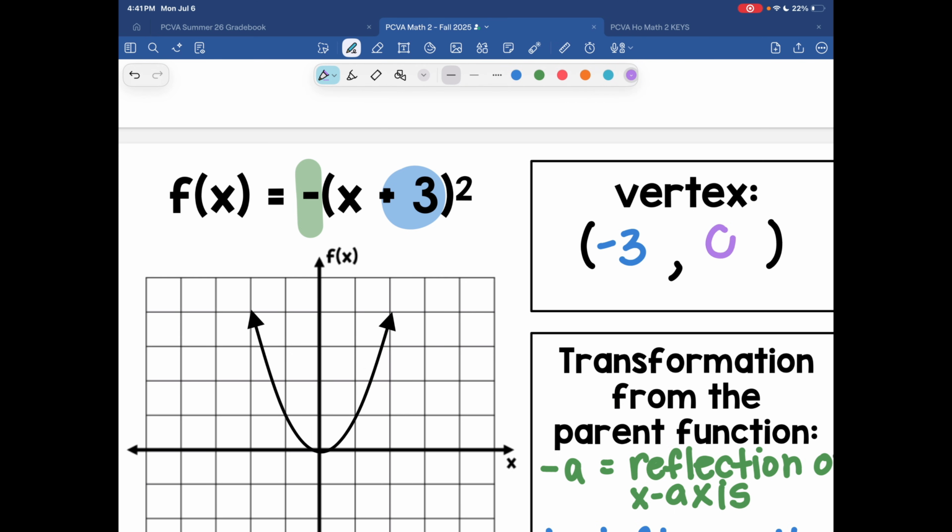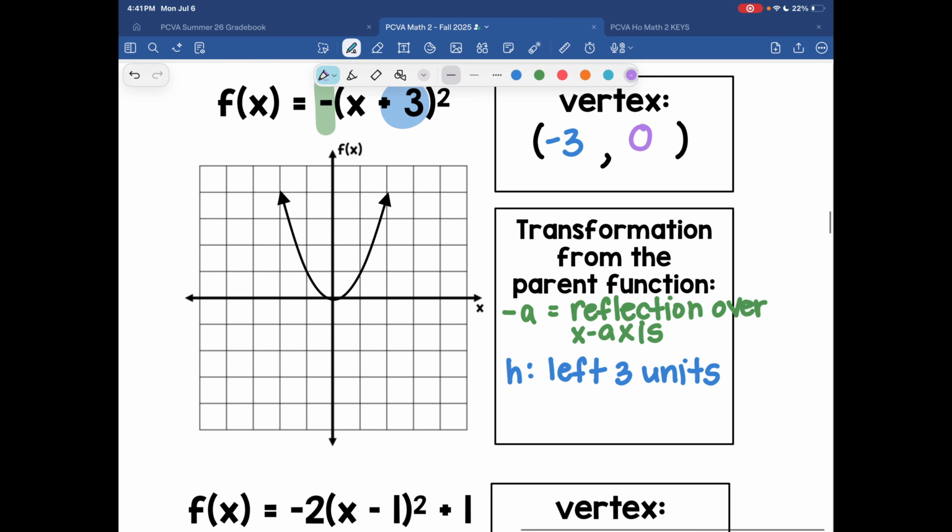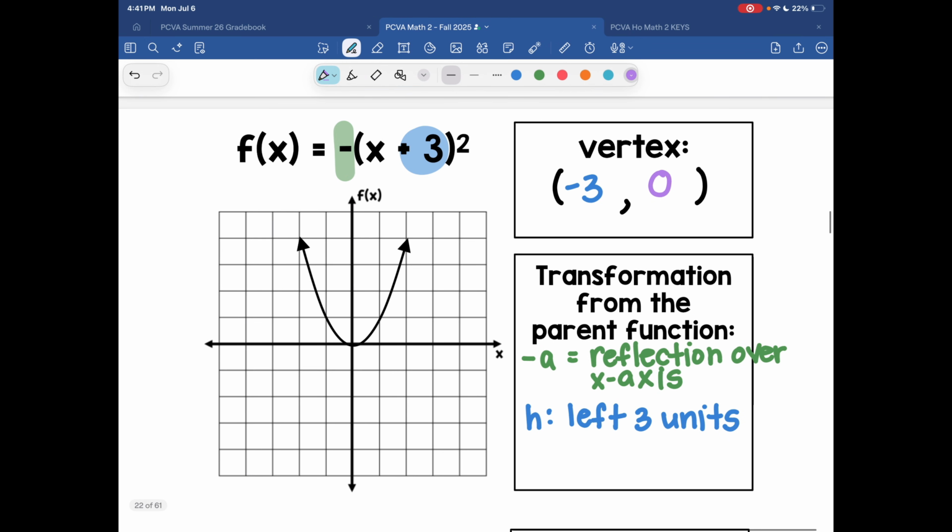So essentially what that means is with the H, we're going to wind up going left 3 because it's the opposite. So +3 turns into -3, which means we're going to go to the left and we're not going to go up or down. But just like before, we're going to apply that negative. That negative A value means it's a reflection over the x-axis. We do that first always, okay?